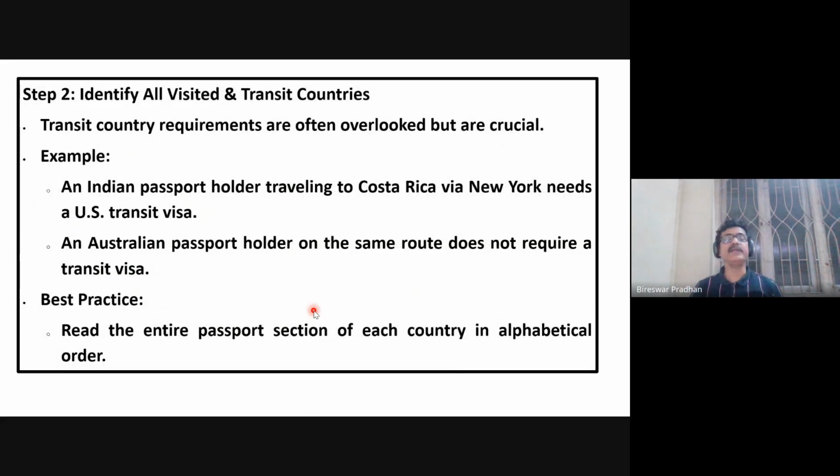Now, step two, identify all the visited and transit countries. Transit country requirements are often overlooked but are crucial. Example: an Indian passport holder traveling to Costa Rica via New York needs a USA transit visa. An Australian passport holder on the same route does not require a transit visa. Best practice: read the entire passport section of each country in alphabetical order.